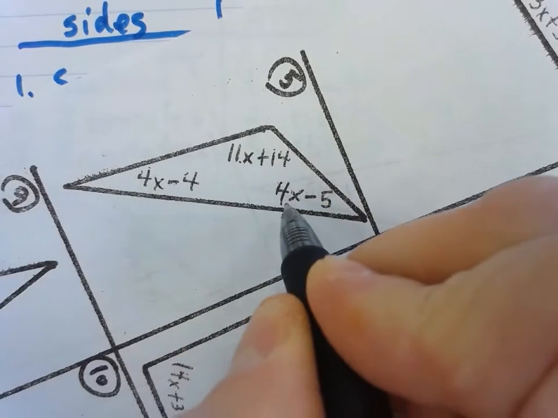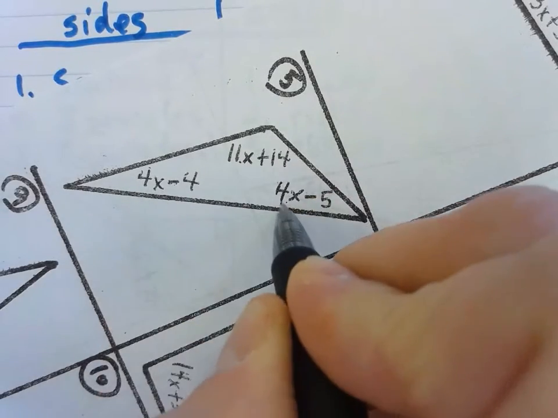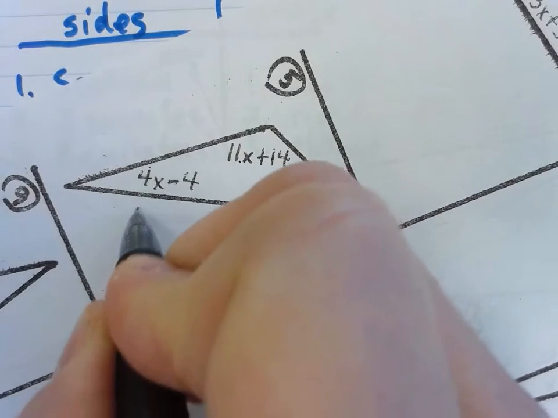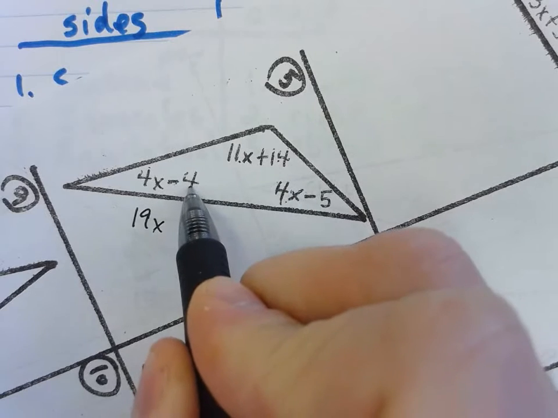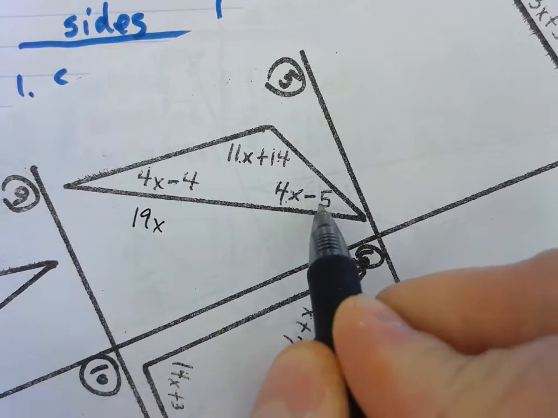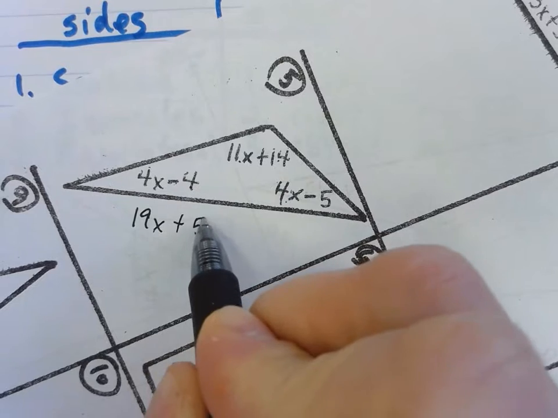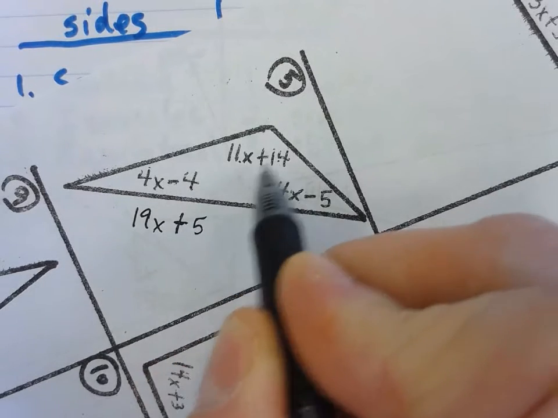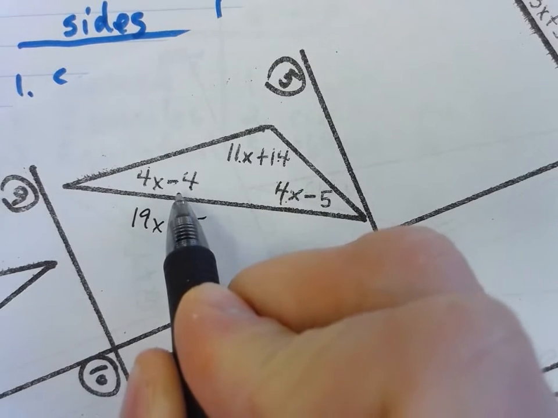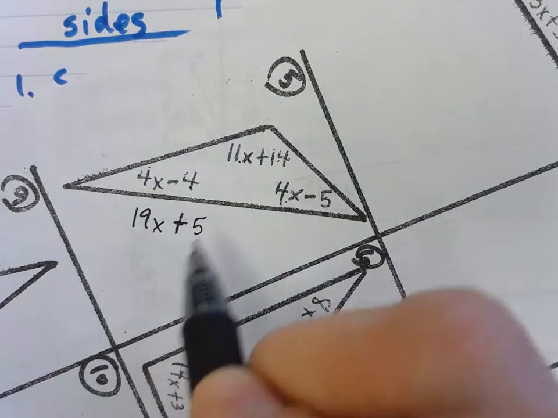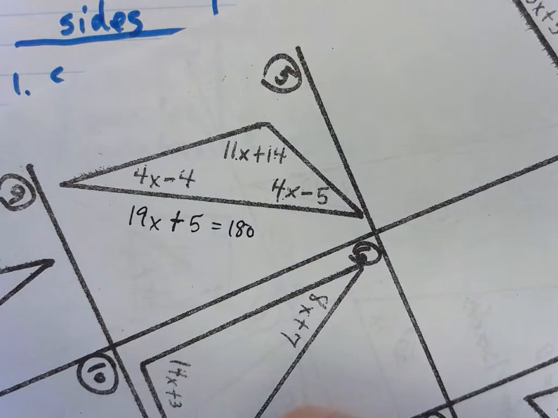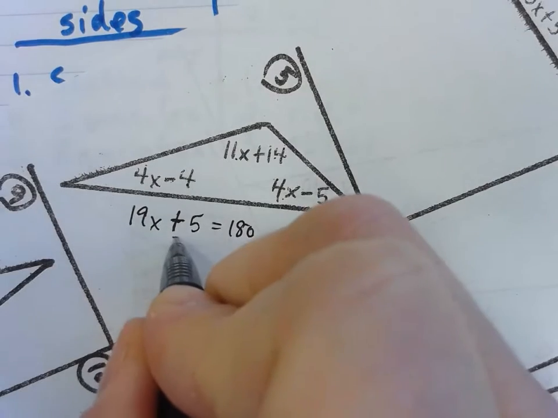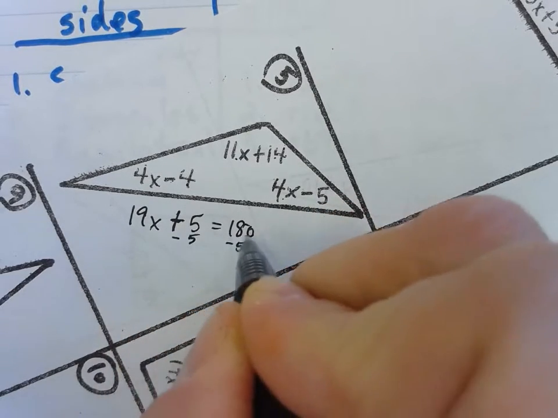All right, so 11x plus 4x plus 4. So 4 plus 4 is 8. 8 plus 11 is 19x. Then I got 14 minus 4 is 10. And 10 minus 5 is 5. That would be a positive 5. Again, you're going to set it equal to 180, because all triangles equal 180 degrees, because they are half of a square. I'm going to subtract 5.